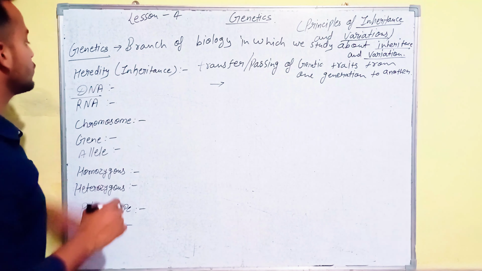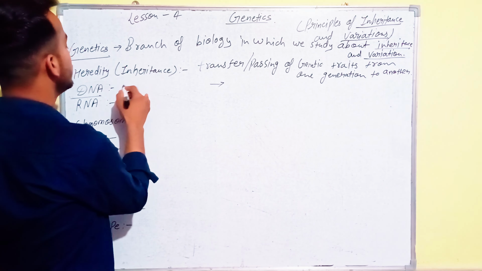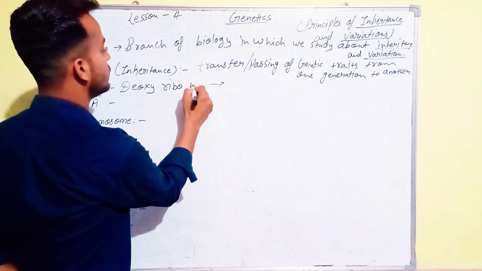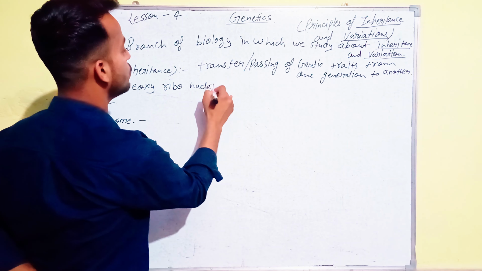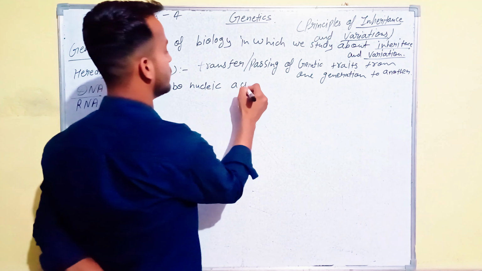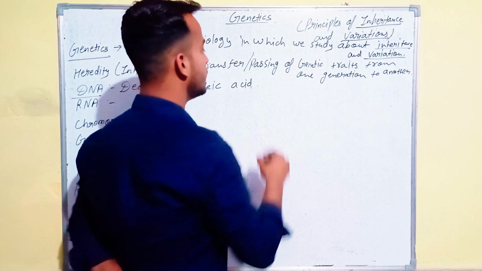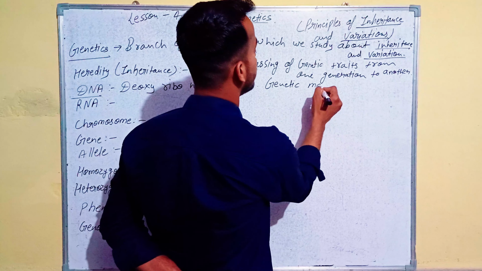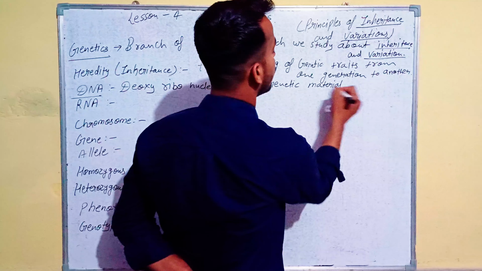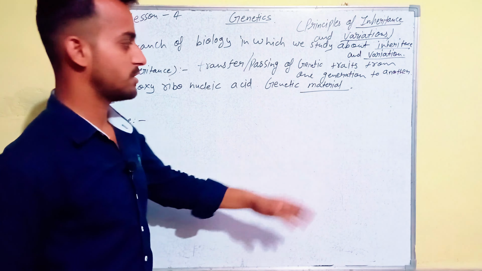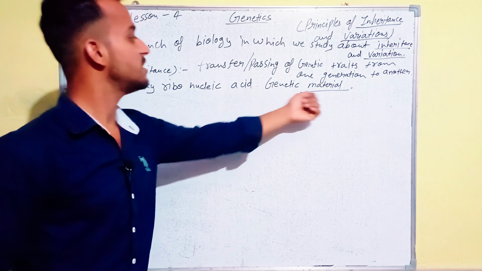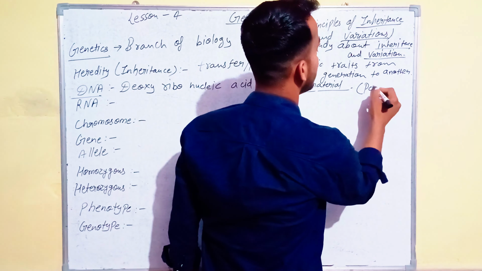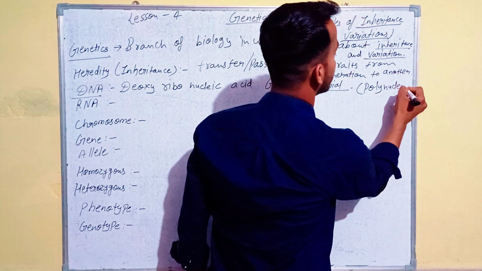Now we are reading about DNA. The full form of DNA is deoxyribonucleic acid. And what is DNA? DNA is the genetic material in almost all living things. DNA functions as genetic material, and it is made up of polynucleotides.